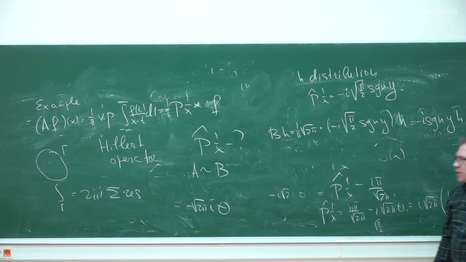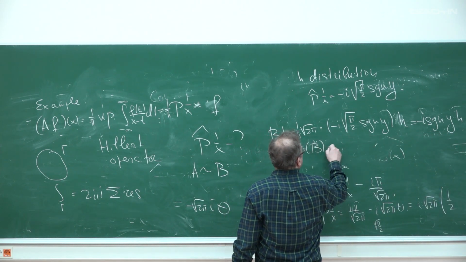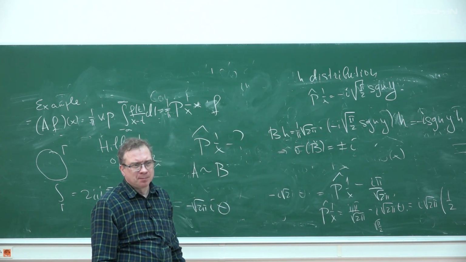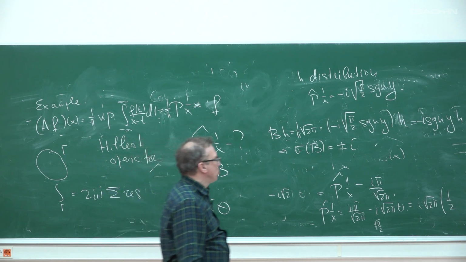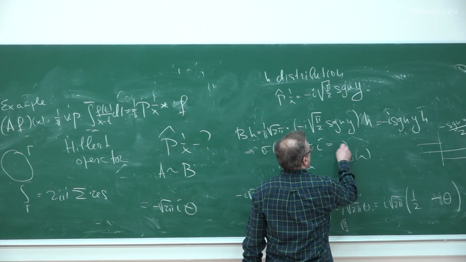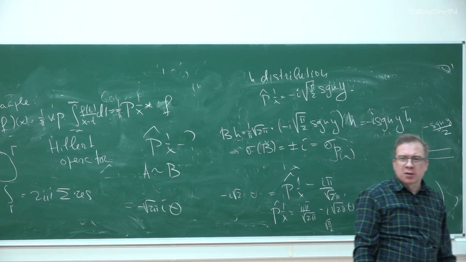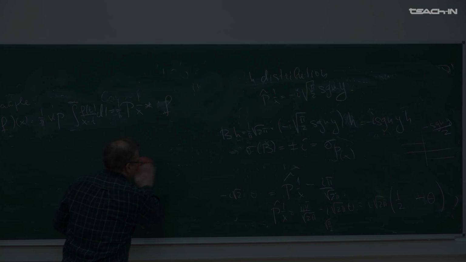So the spectrum of this operator is plus minus I. And it is point spectrum. It is point spectrum, because the function is constant. Moreover, these are eigenvalues of infinite multiplicity.